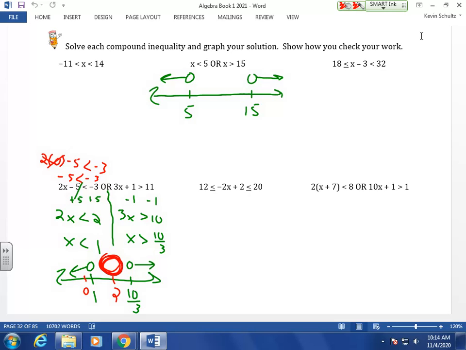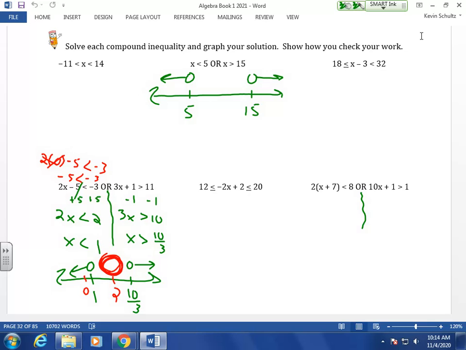Anything else? Okay, let's go over to the third one. A little bit more to do here as far as the solving is concerned, but we can handle it. We've got 2 times x plus 7 is less than 8, or 10x plus 1 is greater than 1. So just like before with the other or statement, we're going to divide this into two parts and solve each inequality separately.